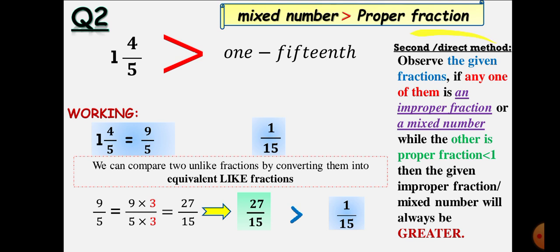So let's learn what they have written over here. The second, or direct, method is that you observe the given fractions. If any of them is an improper fraction or a mixed number, while the other is a proper fraction, which is basically less than 1, then the improper fraction or mixed number would be greater. So whenever you have an improper fraction or mixed number on one side and a proper fraction on the other, the mixed number or improper fraction is going to be greater, because a proper fraction is always less than that quantity.